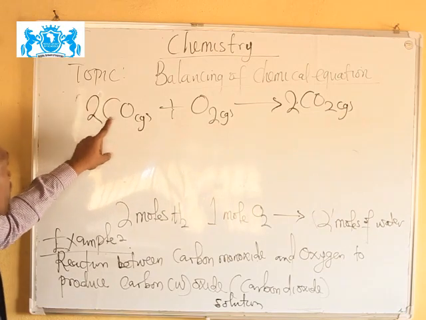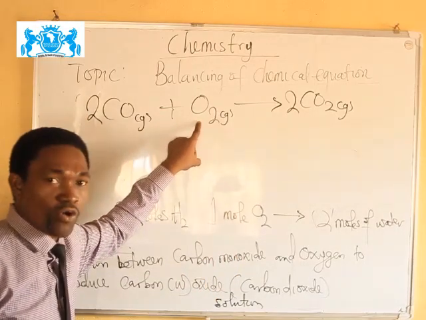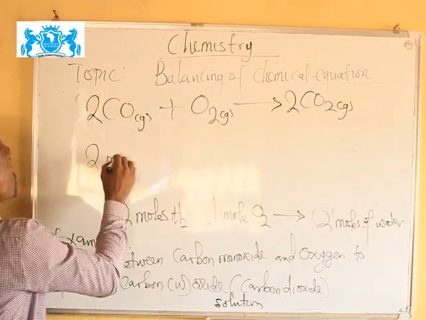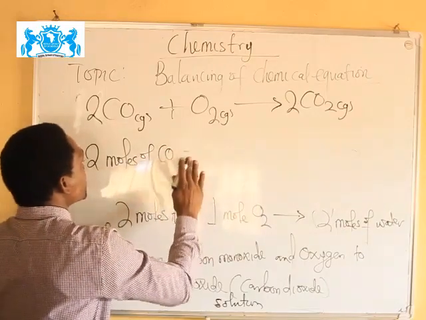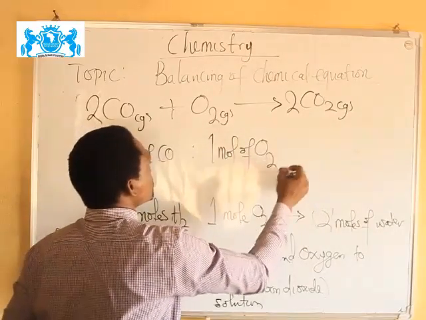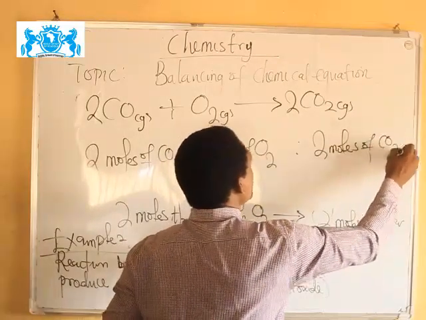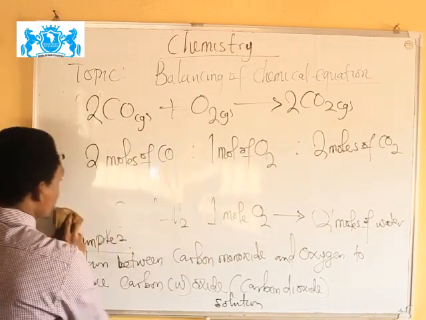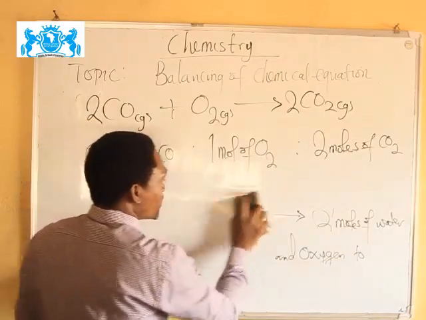Let's see. Total carbon here is 2, total carbon on this side is 2. Oxygen on this side is 2 plus 2, which is 4. And oxygen on this side is 2 times 2, which is what? 4. Which shows that we have 2 moles of CO is needed to combine with 1 mole of oxygen to produce what? 2 moles. To produce 2 moles of CO2. And this follows the law of conservation of matter. Next, we'll be going into a little more detailed and complex equations.